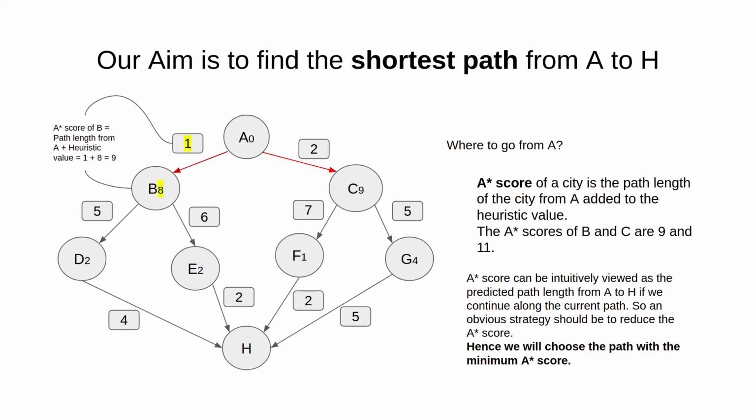So our strategy will be to choose a city that has the minimum A-star score among the available options. So among B and C, we will be choosing city B because it has an A-star score of 9, which is less than 11. Note that at each step, we will highlight the available options using a red arrow.